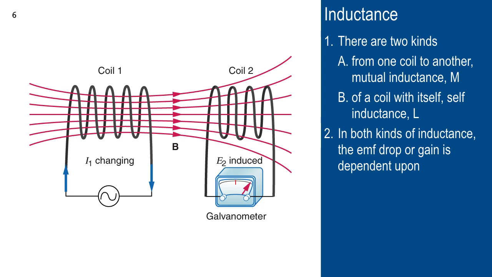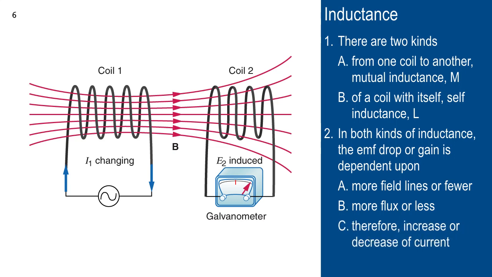In both kinds of inductance, the EMF drop or gain is dependent upon more field lines or fewer. Okay, or another way to put it, more flux or less. Changing flux, more flux or less flux. And that means in a circuit an increase or decrease of current in a certain amount of time, per second, delta T. So delta flux over delta T, that's Faraday's law. Delta field lines over delta T is kind of an old-fashioned way to look at it. That's how Faraday looked at it.